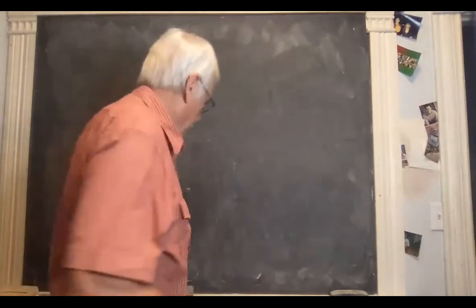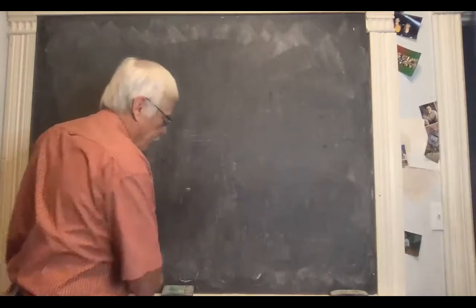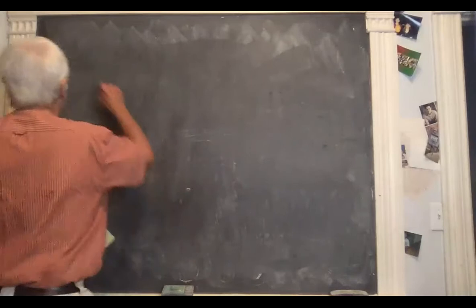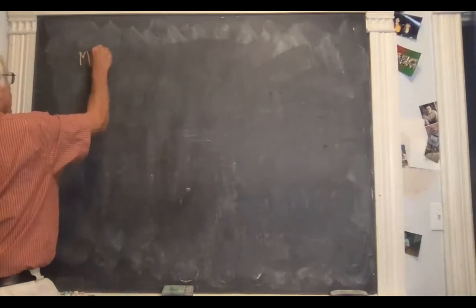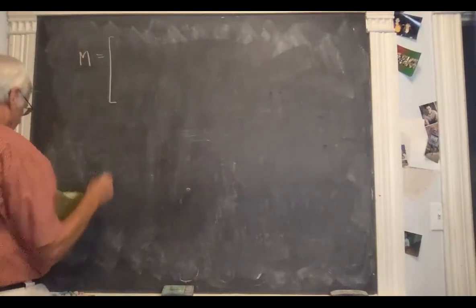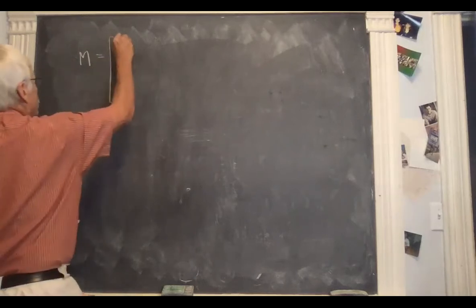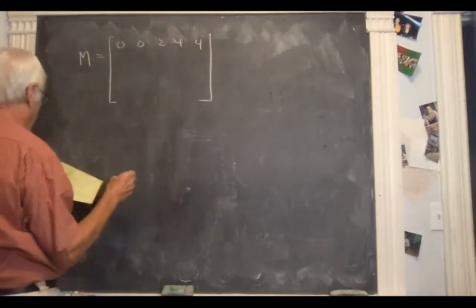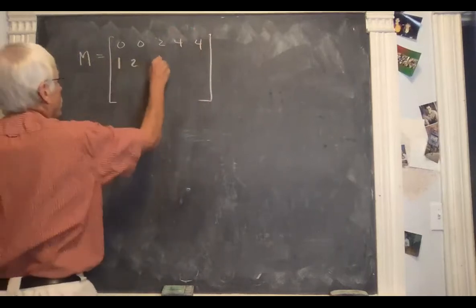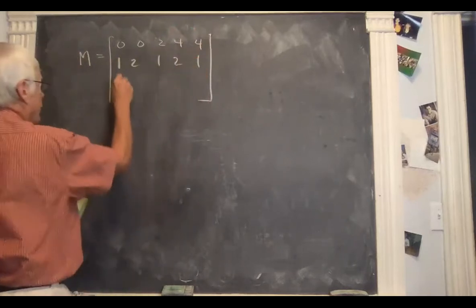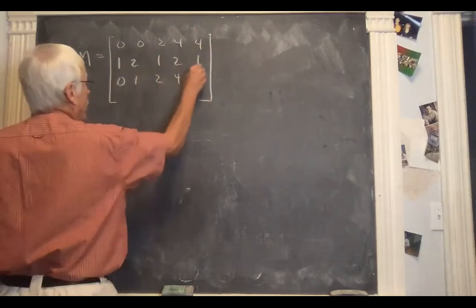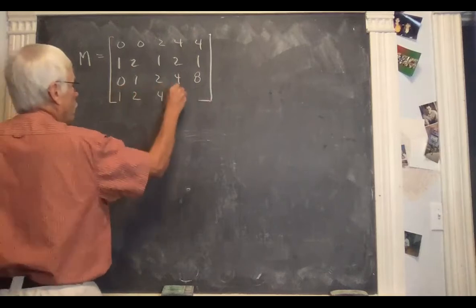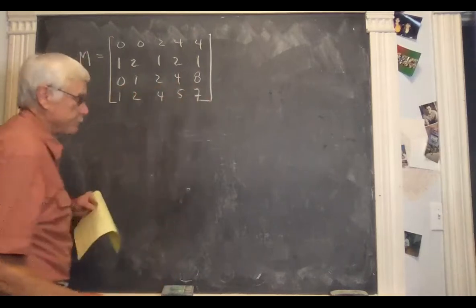And let's work with an example. This example is from last time's worksheet. So here is the original matrix M, 0, 0, 2, 4, 4, 1, 2, 1, 2, 1, 0, 1, 2, 4, 8, and 1, 2, 4, 5, 7.